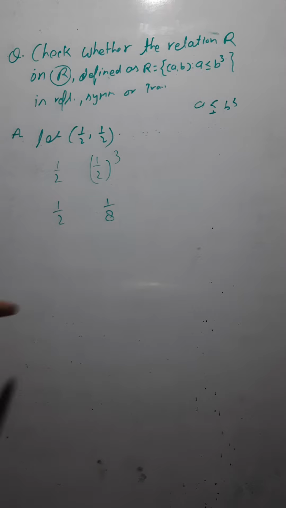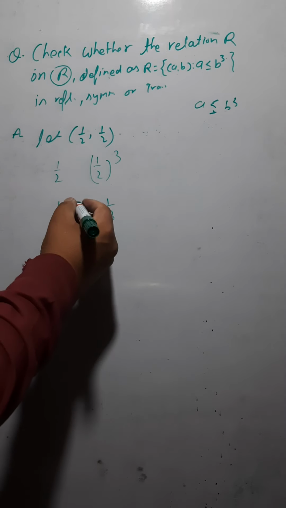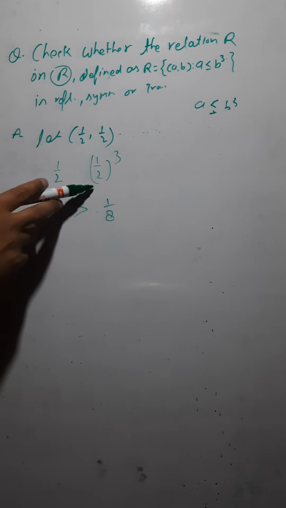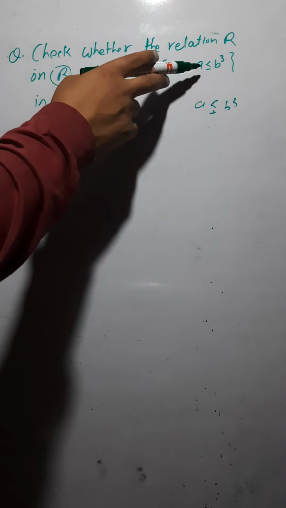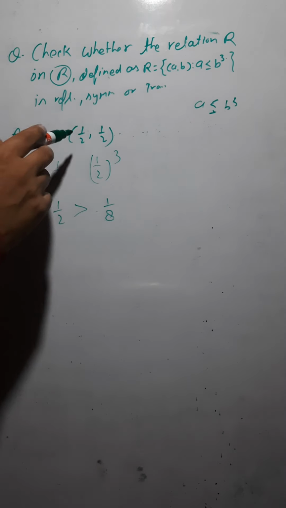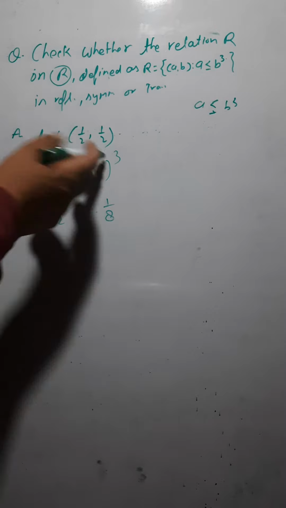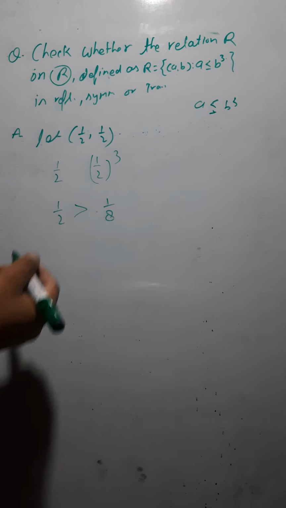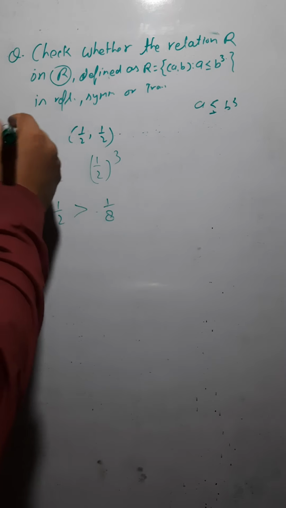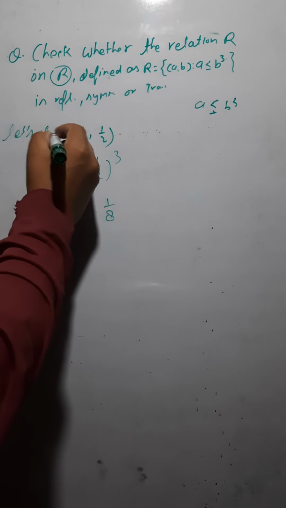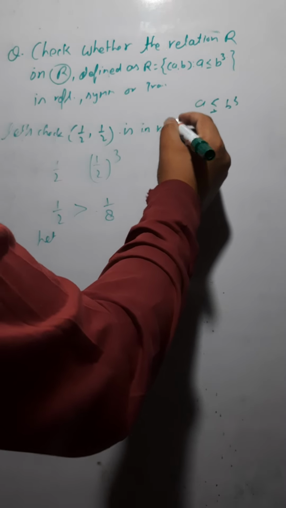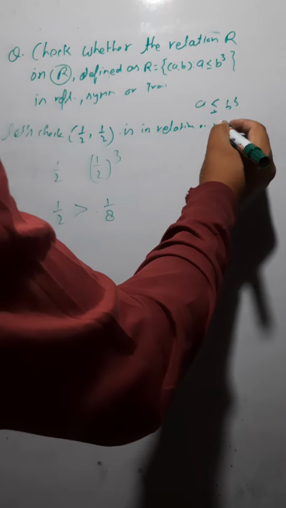Now you just tell me which one is greater? This one is greater, isn't it? It means the first element is greater than the cube of the second element, but the condition is that the first element should be less than or equal to the cube of the second element. It implies that this doublet is not there in the relation. So let me write here, let's check whether (1/2, 1/2) is in the relation or not.